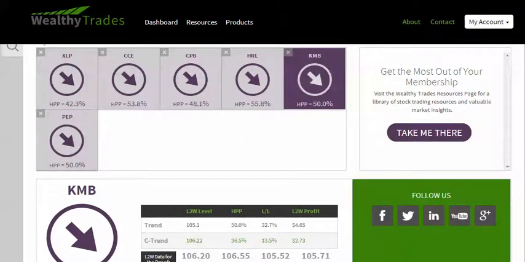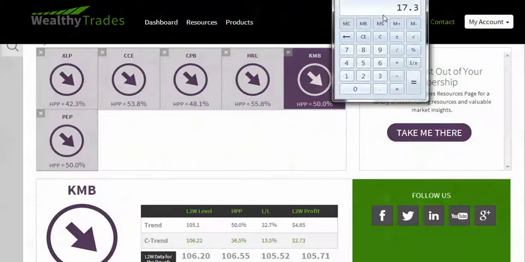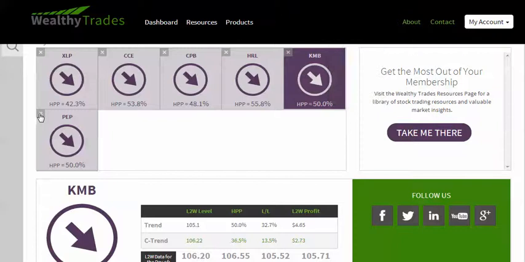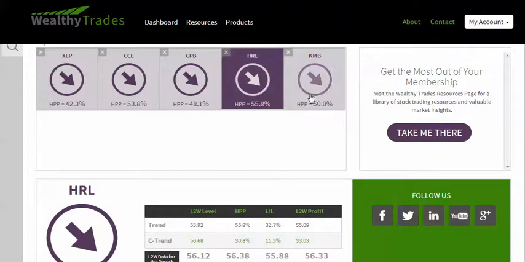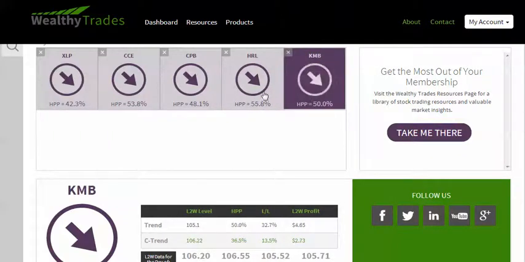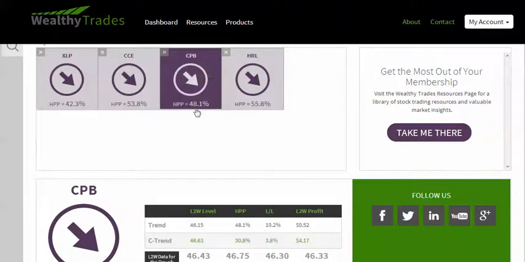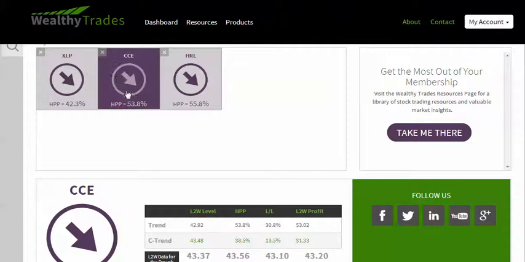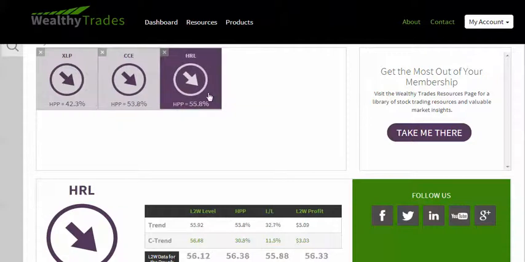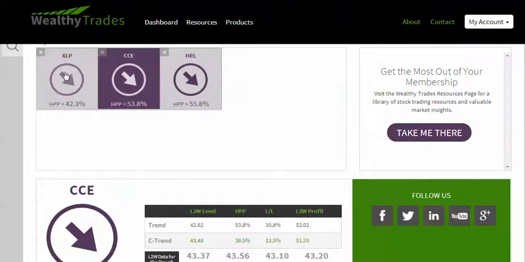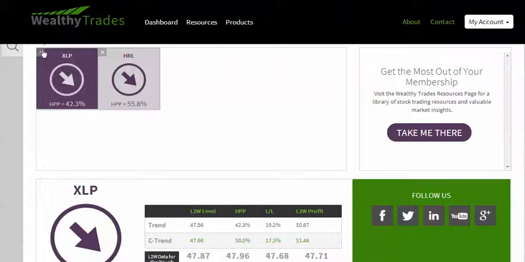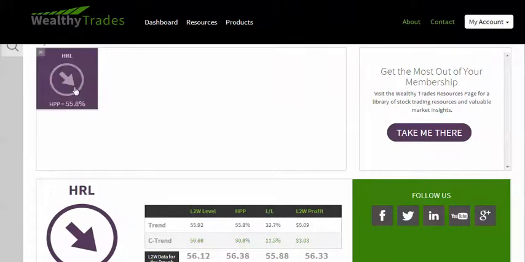But look at this one. This one's even better. This one's like a 19% spread. How do I know that? Well, 32.7 minus 13.5. We got a 19% spread, so KMB is better than that one. 32 and 11. Okay, so 32 and 11, HRL is better. HRL is still better than that one. 30 and 13 isn't as good as 32 and 11, and it's not as good as that one. So HRL is the play for today.